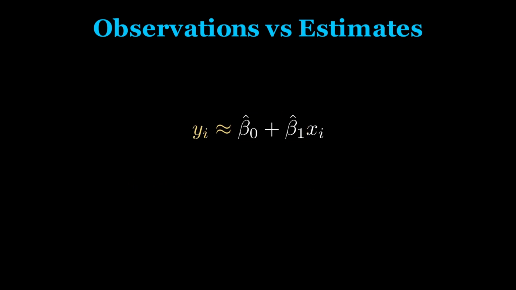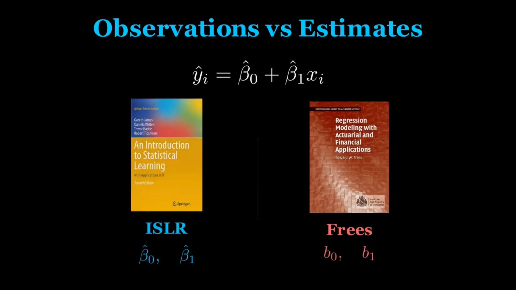After we estimate the parameters, we can then use the estimated regression equation to predict the value of yi from xi, beta hat 0 and beta hat 1. The estimated regression equation replaces yi with y hat i, which is the predicted value. The approximately equal sign becomes an equal sign, since both sides of the equation are exactly equal now. A quick note on notation. In ISLR, the estimated coefficients use the beta hat notation. Frees uses lowercase b0 and b1. Both represent the same concept of estimated coefficients.